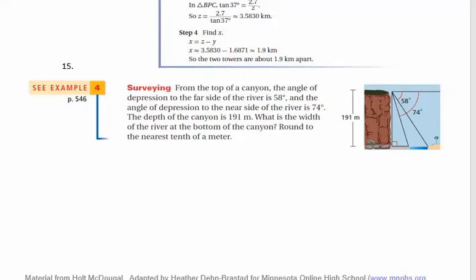It says from the top of a canyon, the angle of depression to the far side of the river is 58 degrees, so that's this one right here. The angle of depression to the near side, so that's this one here, is 74. The depth of the canyon, that's the height here, is 191. What is the width of the river at the bottom of the canyon? So they're looking for this. So you're going to first find from here to here. And then you can find from here to here using the other right triangle, and then you can subtract the amounts.